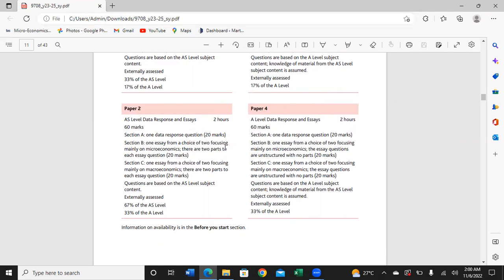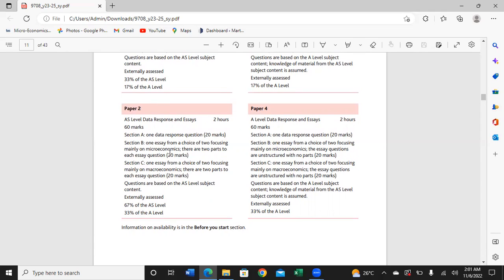Section A, data response question, includes 20 marks. Whereas in section B, we have 2 questions, 1 essay from a choice of 2, focusing mainly on microeconomics. There are 20 marks for each essay question, but each question is further divided into 2 parts, A and B. A part will have 8 marks and B part will have 12 marks, and the total is 20.